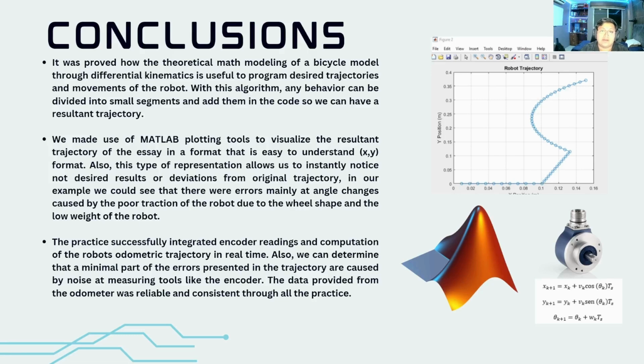I am Mario Viteri, and I'll talk about conclusions and recommendations. We have 3 main conclusions. The first one is that we can prove the mathematical model in order to program desired trajectories of the robot. The second one is that we could use MATLAB plotting tools to visualize clearly the resultant trajectory, meaning that we can easily identify errors or deviations in the trajectories.